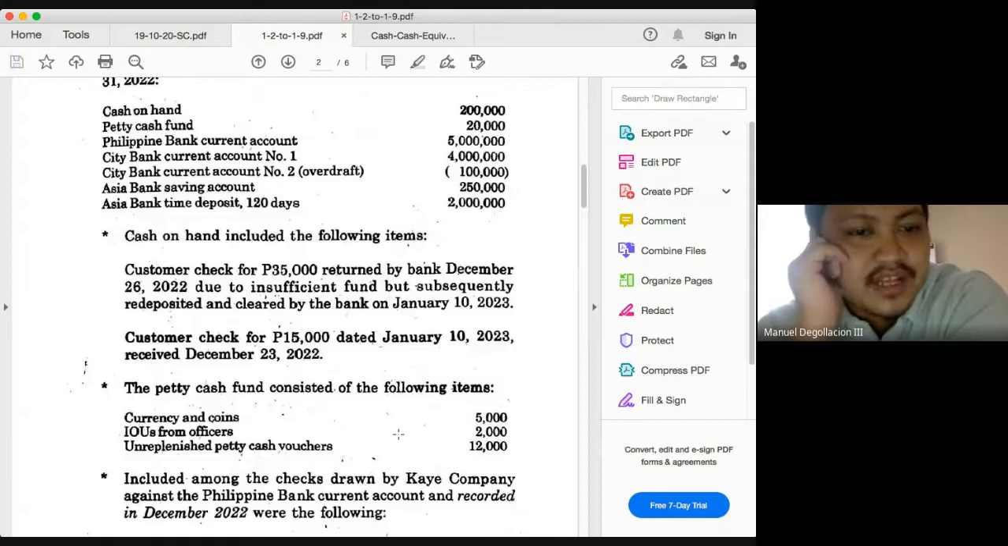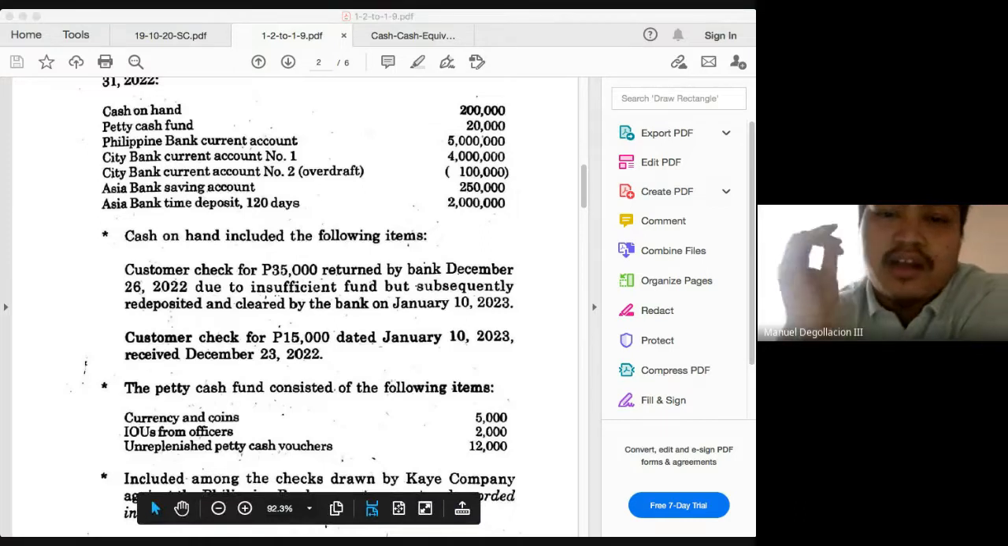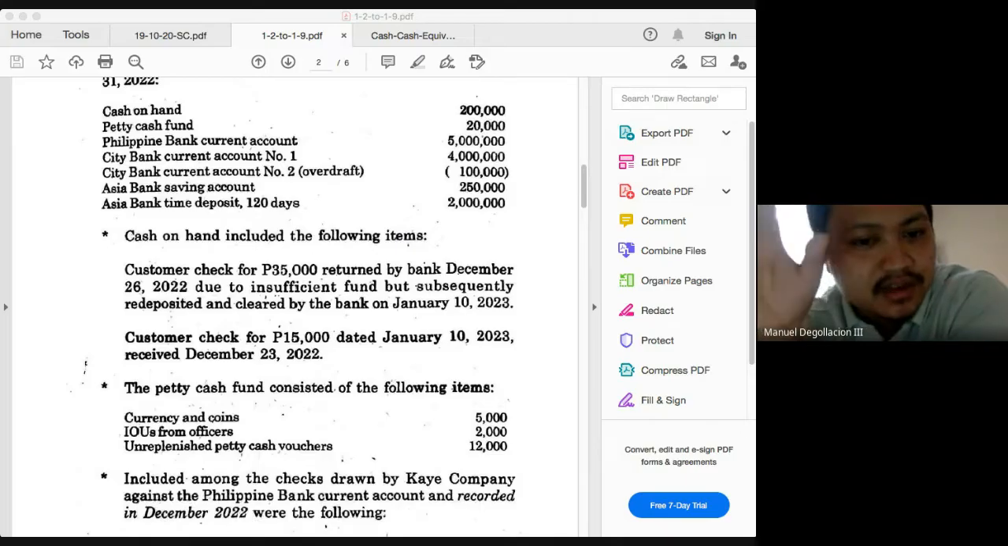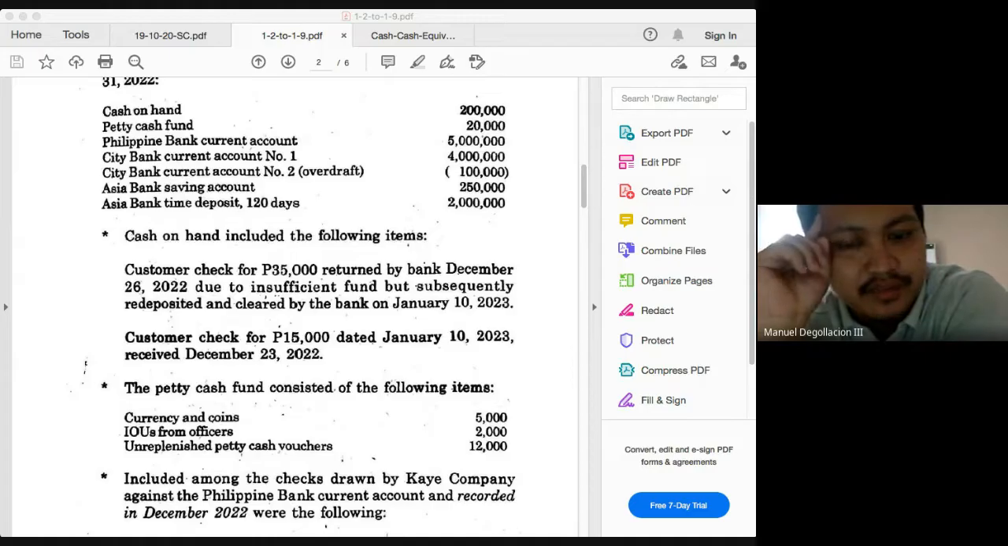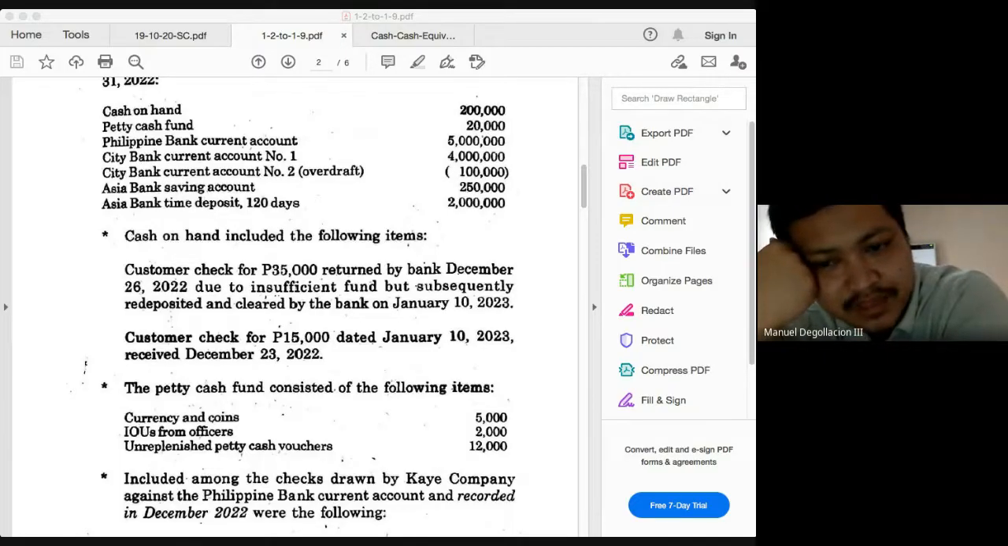Okay, the problem there is that that answer would be wrong because that fails to take into account that there is actually a cash shortage in our petty cash fund. There is a portion in our petty cash fund that is not accounted for. And how did we know that, class? Because if you add all the items, class, that are found in our petty cash fund, it only totals 19,000. How did we get 19,000? You have the currency and coins 5,000, you have the IOUs 2,000, and the unreplenished petty cash vouchers would be 12,000. And if you add all these three items, you will only have 19,000.